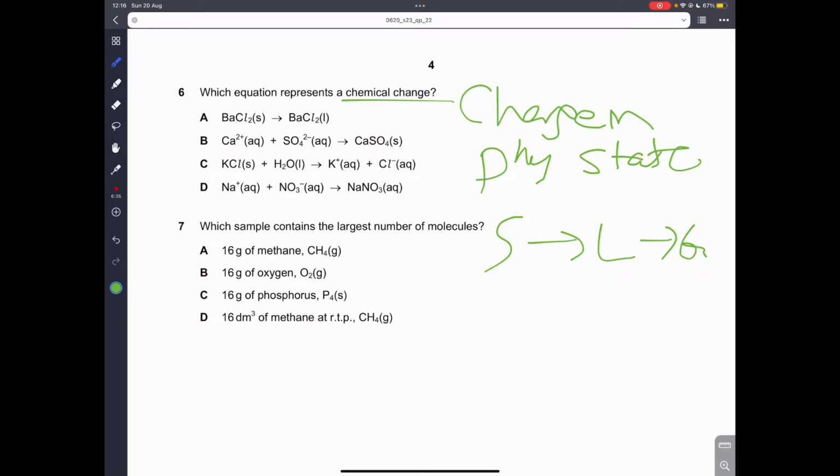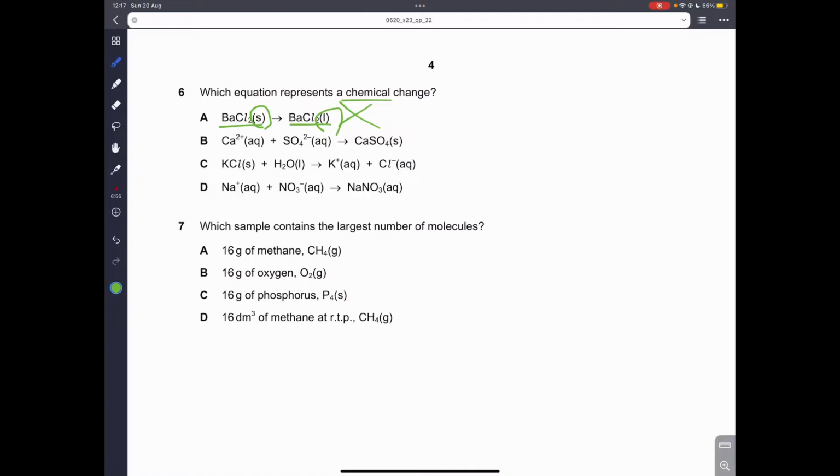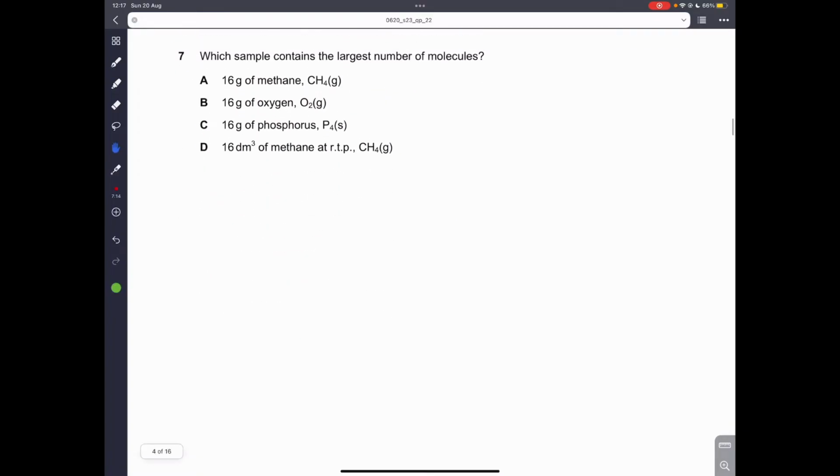Now in here we have to check the state symbols as well. Barium chloride is not changing chemically. However, we can see that it's changing physically because the solid is turning to liquid. Now this is a physical change and not a chemical change. Let's go to option B. Option B says calcium ion is aqueous and sulfate ion is aqueous as well. They will form calcium sulfate, which is solid. Now this is a chemical change because two different reactants are reacting together to form a new product. So B is the reasonable answer.